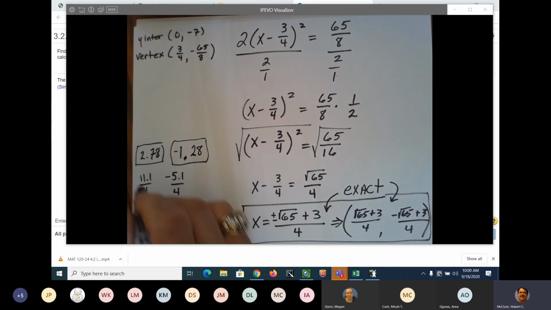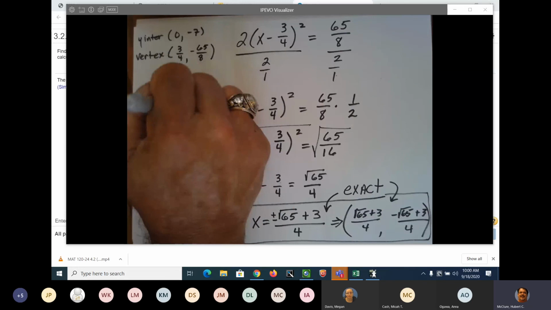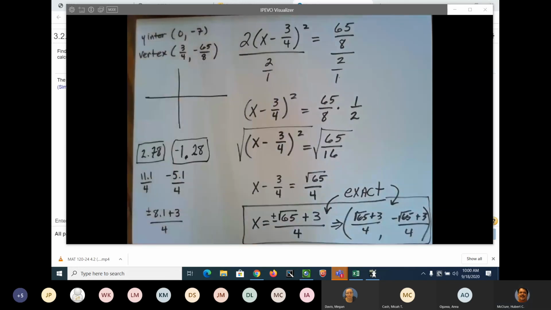Did somebody check 11.1 divided by 4? So, and that's our x-intercepts. So I'm going to draw a little graph here. 1.275, really? Okay, thank you, close enough. I appreciate it. Okay, thank you.